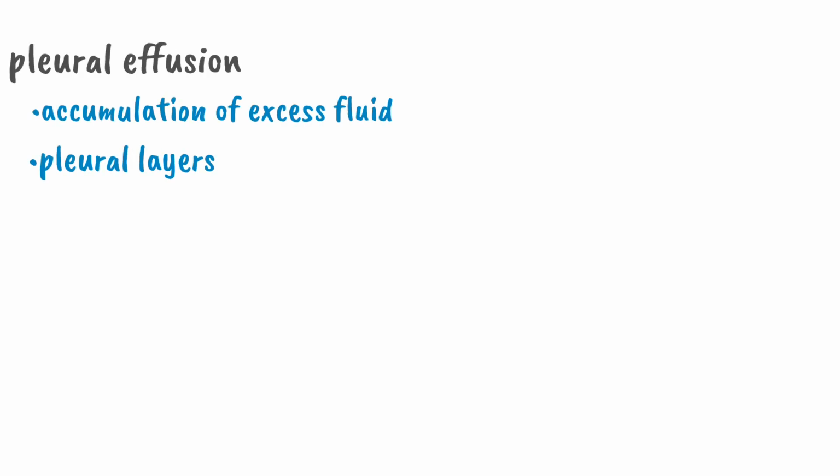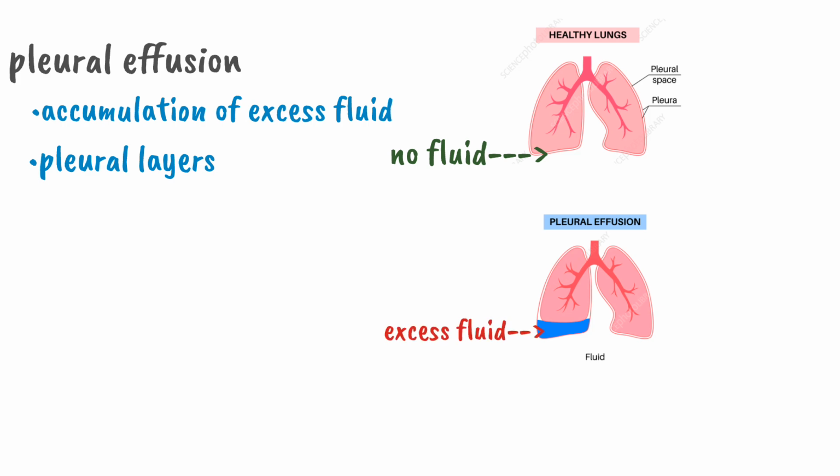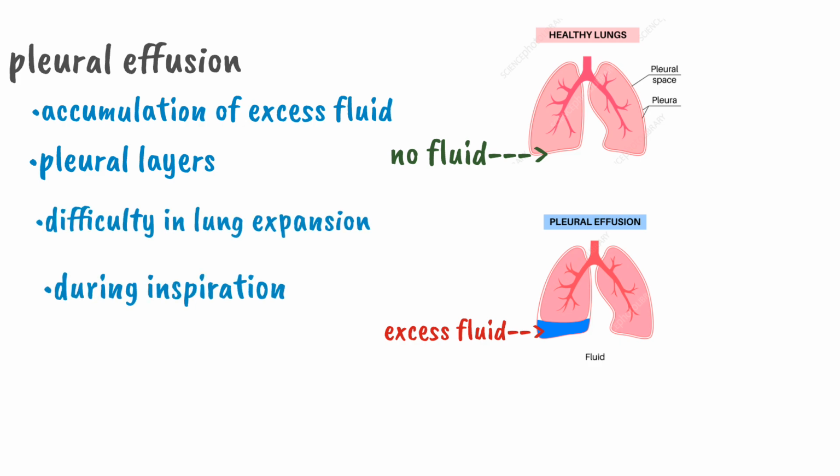Pleural effusion is an accumulation of excess fluid between the pleural layers. Normally between the pleural layers there is little or no fluid, but sometimes there is an accumulation of excess fluid between the layers. It is called a pleural effusion. As a result of the pleural effusion, the patient will feel difficulty in lung expansion during inspiration.